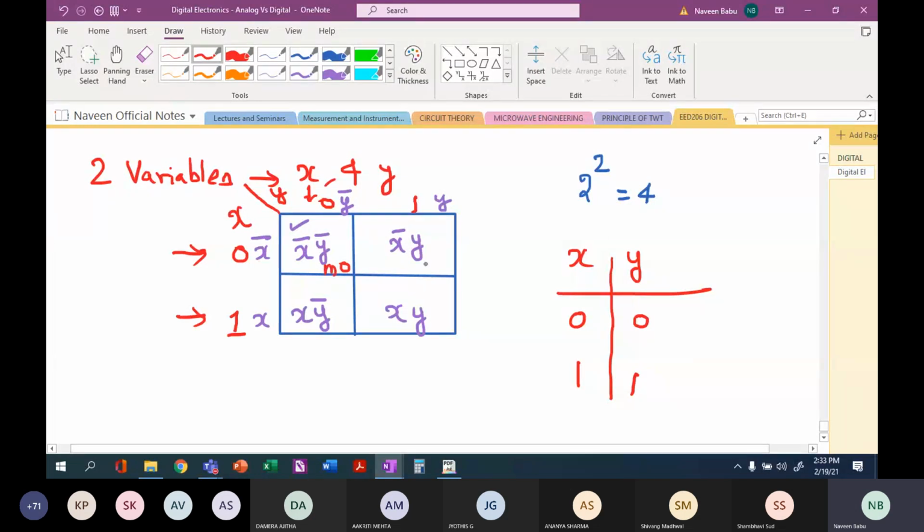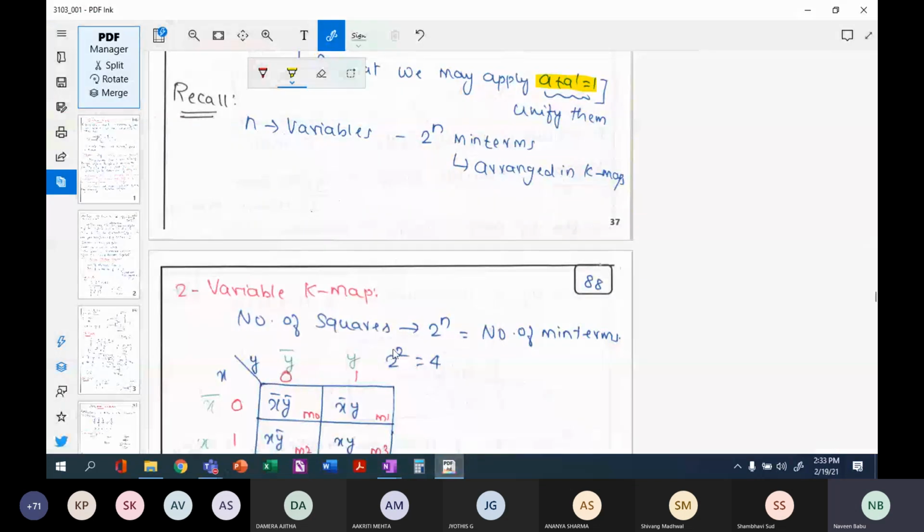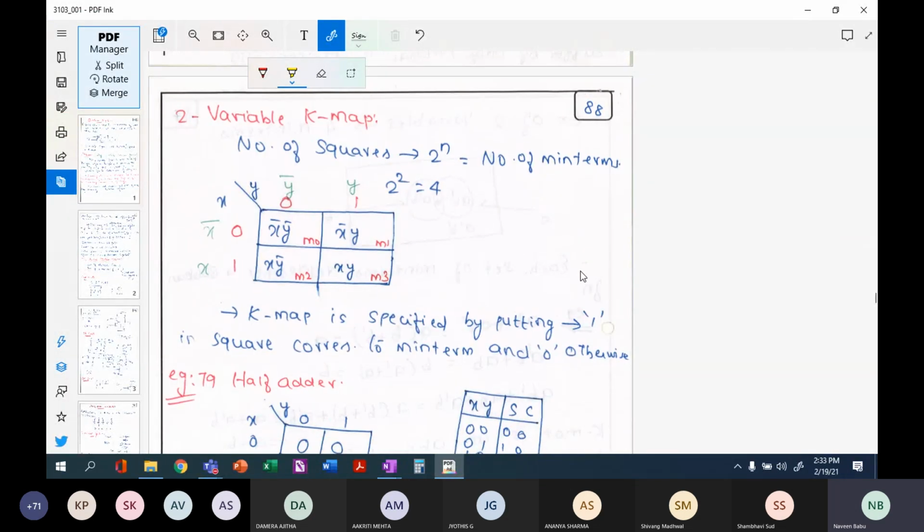This cell, the second cell, corresponds to x bar y. What is x bar y? It is 0, 1, which means 1. So this cell corresponds to a minterm of m1. Similarly, this cell corresponds to m2 because it is 1, 0, and 1, 1 is a minterm of m3. Right? So this is how your K map will look. Any doubts till this?